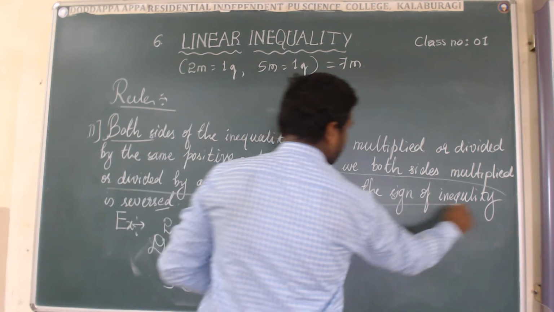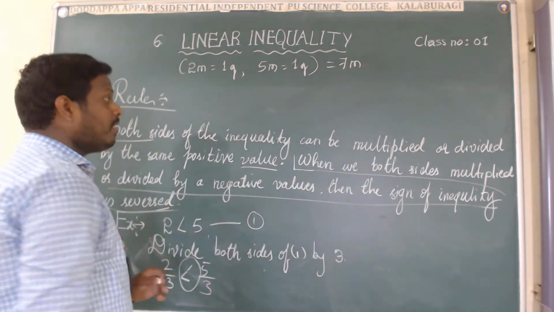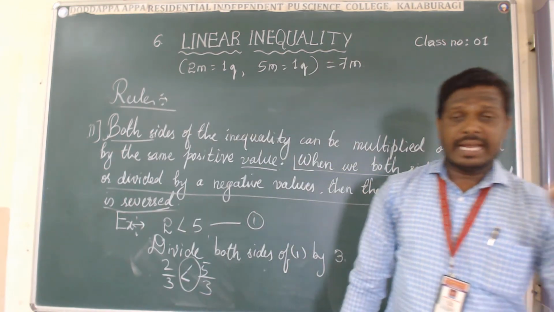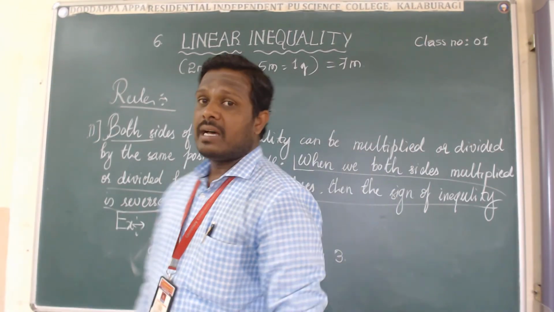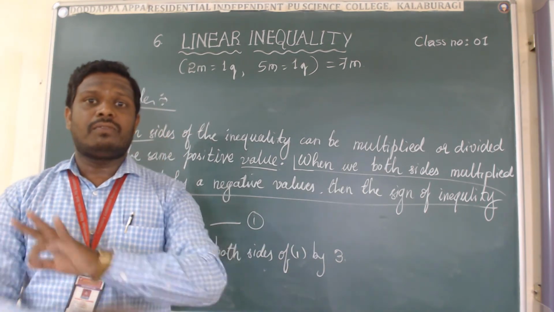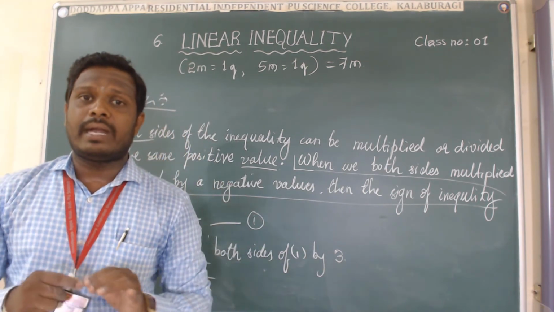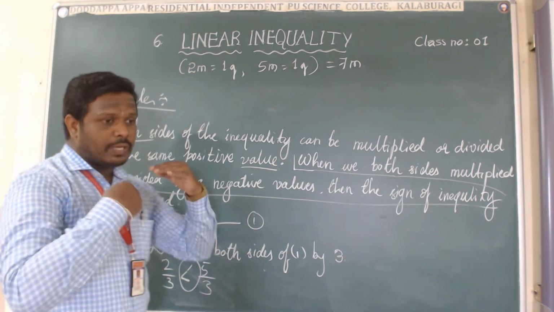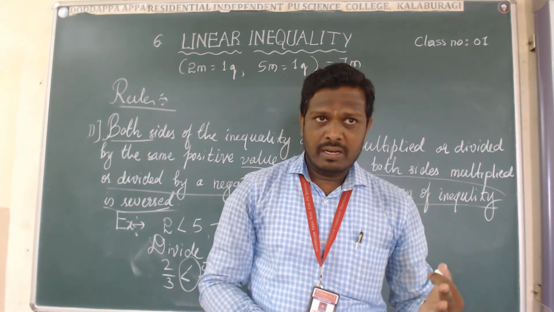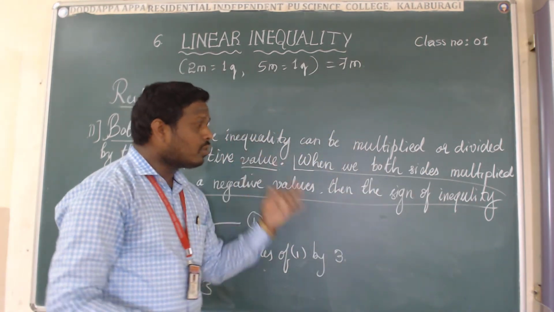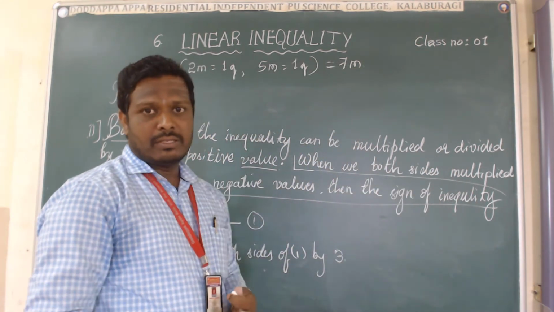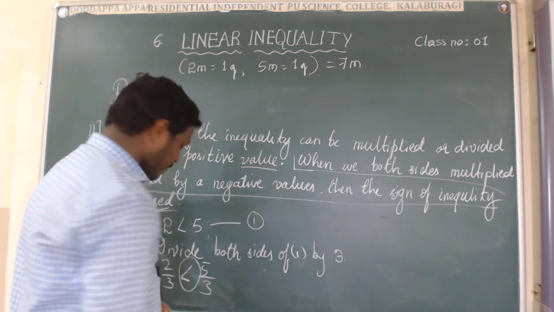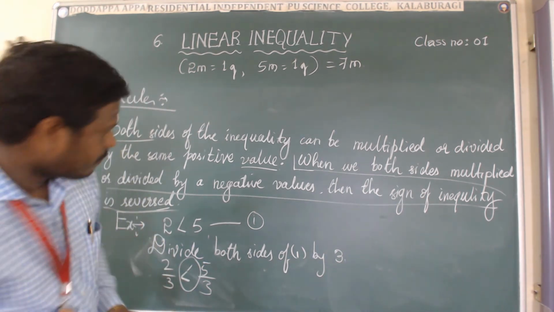Okay, come to the next, the meaning from here to here. What is the meaning of this sentence? When we multiply or divide by a negative value on both sides, then the sign of inequality will reverse. This is a very important point to remember. When we explain the given question, this rule is very important, so please concentrate when I explain this now. Okay, come to the next point.